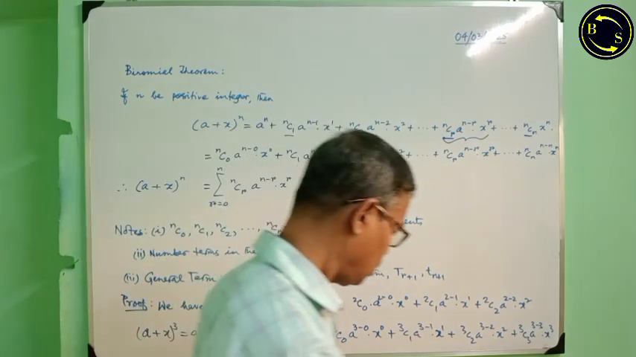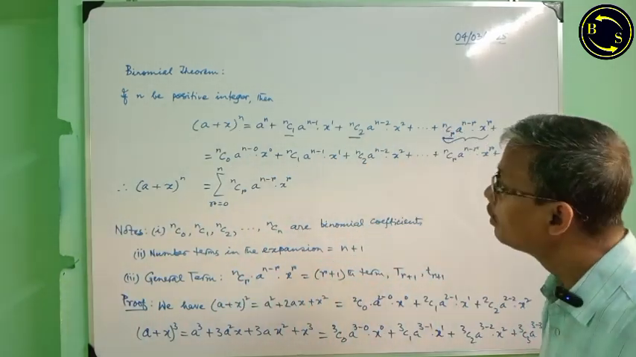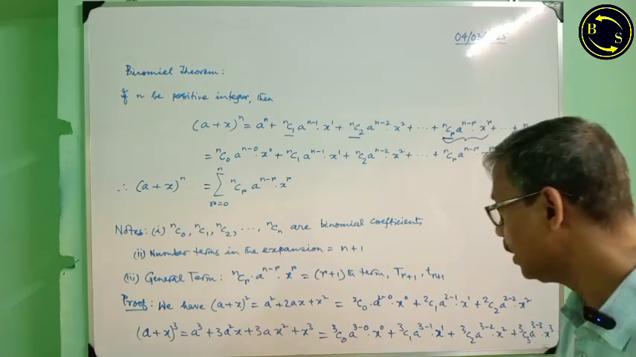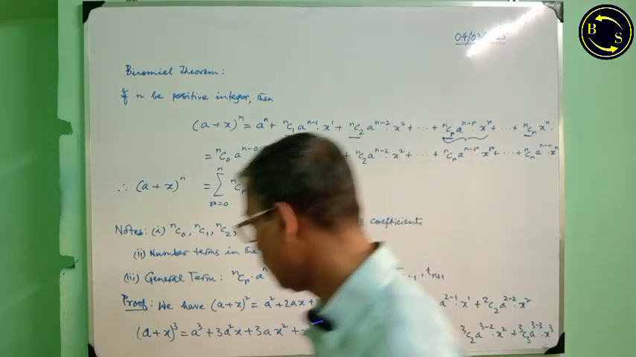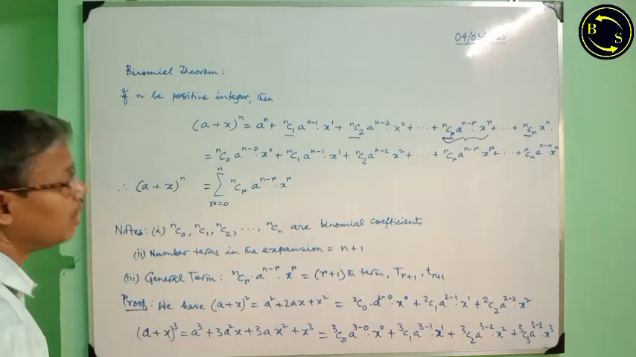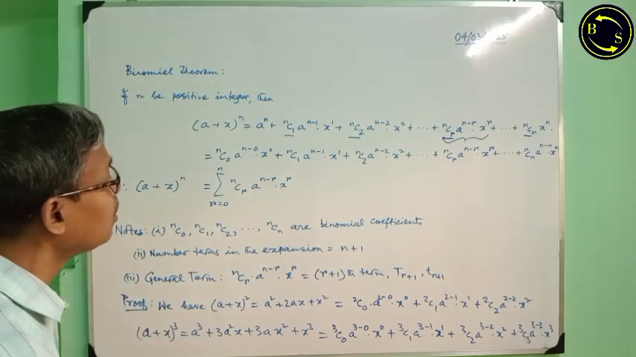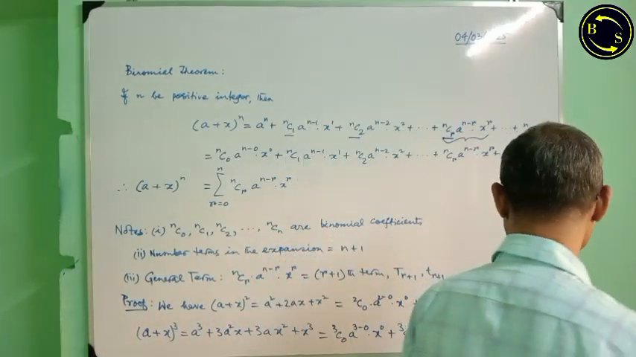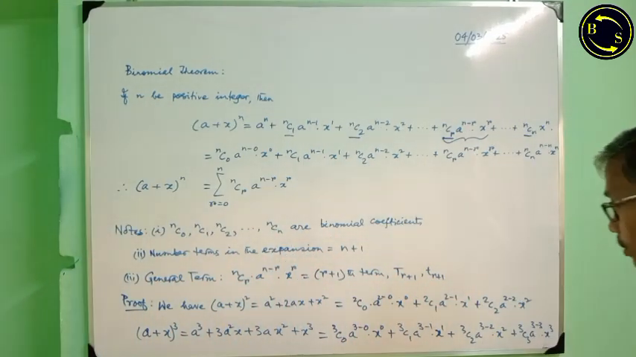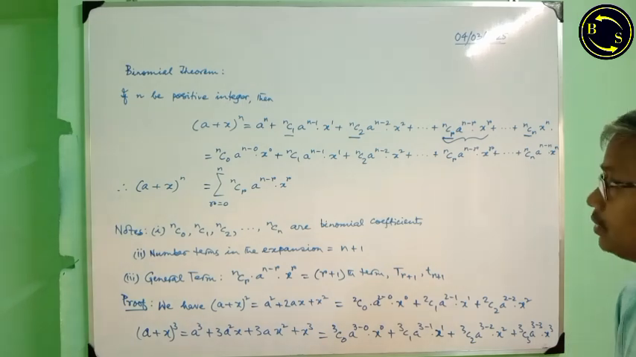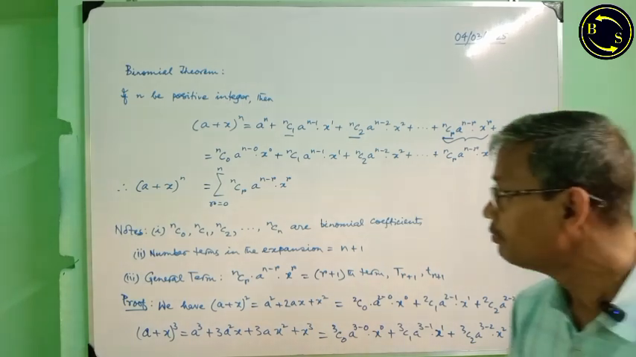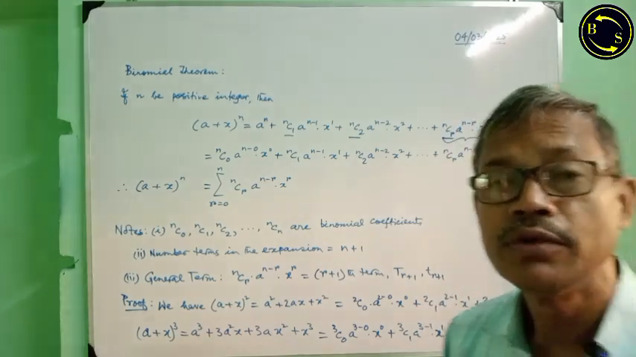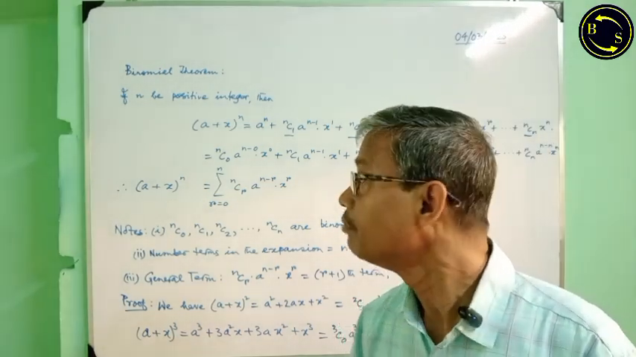Thus, the binomial theorem holds for n equal to 2 and 3. Now, using the relations among nCr and nCr minus 1 or nCr plus 1, we can prove the theorem with the help of the method of induction.